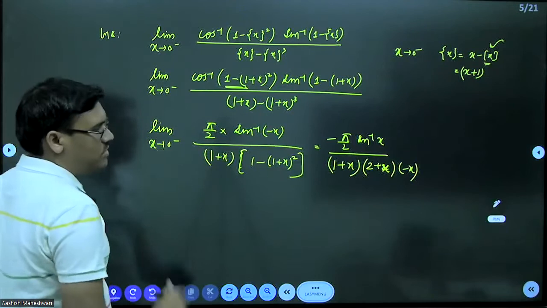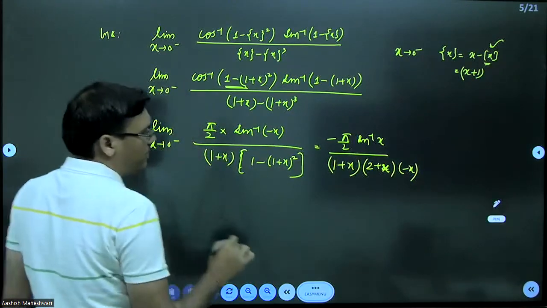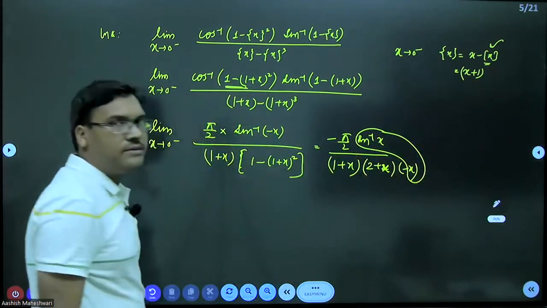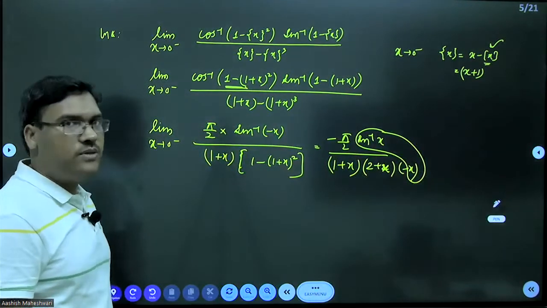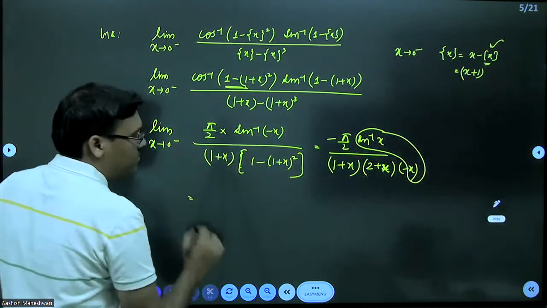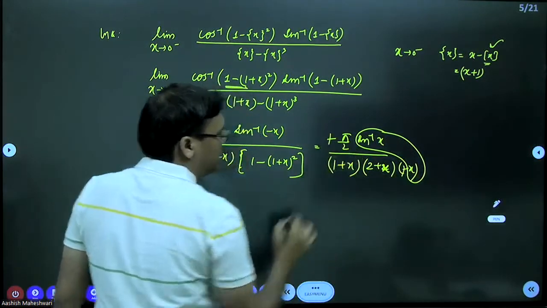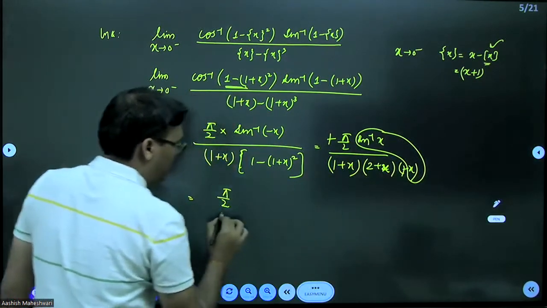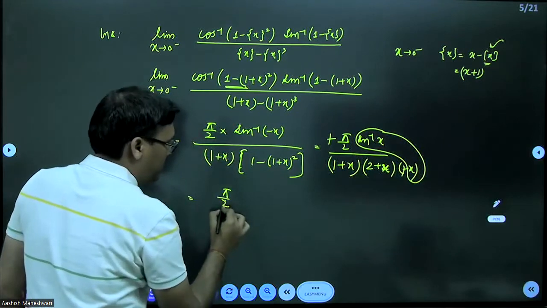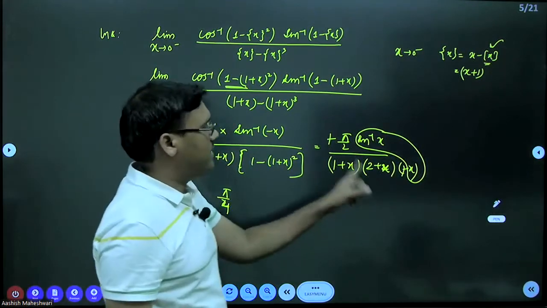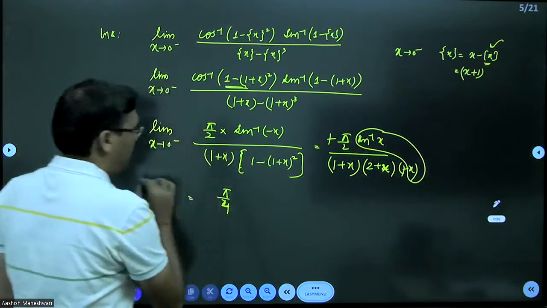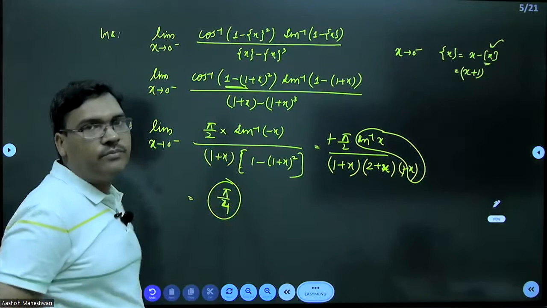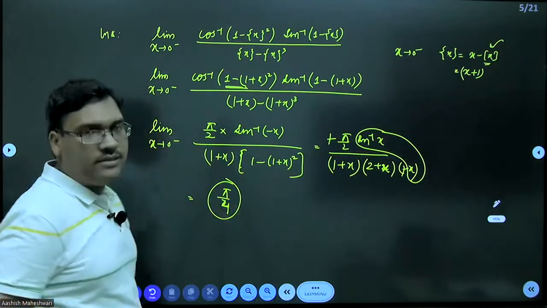Now as x approaches 0, sin inverse x by x is equal to 1, correct? As x approaches 0, sin inverse x by x is equal to 1. Standard limit. So what is this value? This minus and this minus cancel. This is pi by 2. This limit is 1. This is equal to 2. So basically this will become 4, and this 2 becomes pi by 4. So what is this, RHL? Sorry, LHL. This is pi by 4.